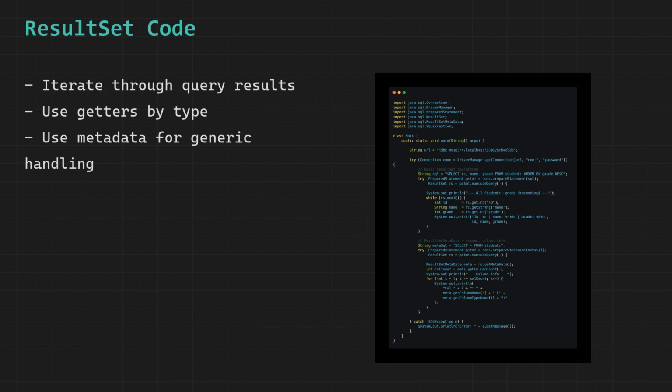ResultSet metadata is obtained by calling rs.getMetaData. getColumnCount returns how many columns the result has. The for loop from 1 to column count retrieves each column's name using getColumnName and its SQL type using getColumnTypeName. This is useful when writing generic database utilities that do not know the table structure at compile time. Both the prepared statement and result set are in try-with-resources, closed in reverse order of declaration, result set first, then prepared statement.